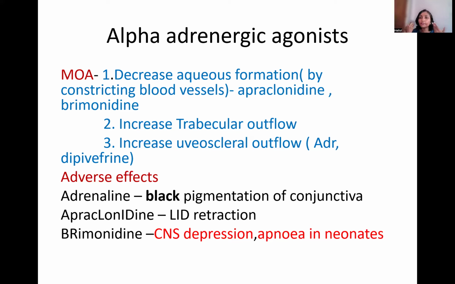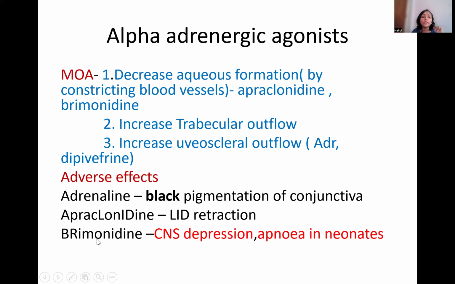Now, what about the adverse effects? The important adverse effects: adrenaline will cause black pigmentation of the conjunctiva. Remember, it is not anywhere else, it is the conjunctiva. That is caused by adrenaline or epinephrine. Then you have apraclonidine and brimonidine, which are the selective ones. In apraclonidine, the name contains LID, that is a lid. So it will cause lid retraction.